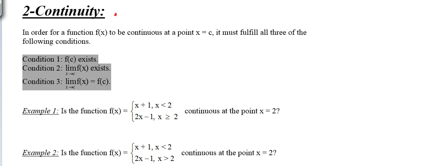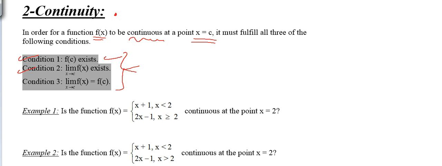In order for a function of x to be continuous at the point x equals c, it must fulfill all three of the following conditions. First, f of c should exist. Second condition, the limit of f of x as x approaches c should also exist.